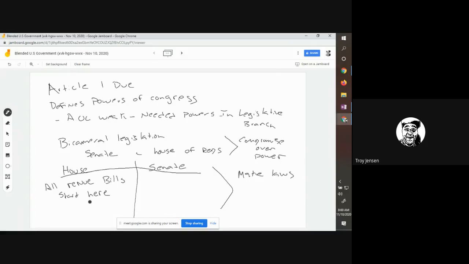To understand why we have so many representatives in the House of Representatives, it's because it's really just the true voice of the people. If you're elected to the House of Representatives, you represent the people inside your district. You represent the people.